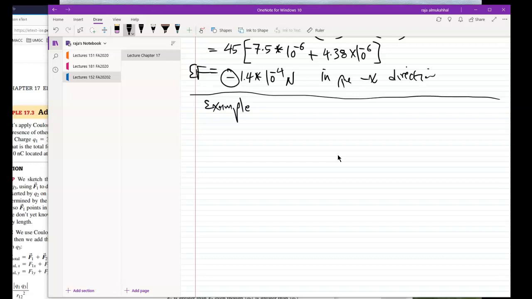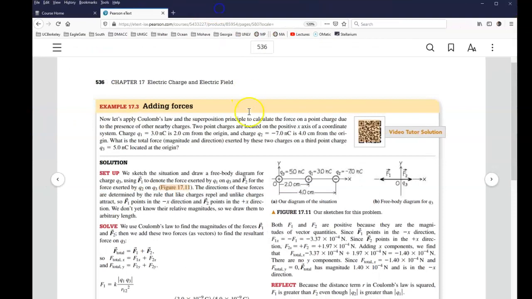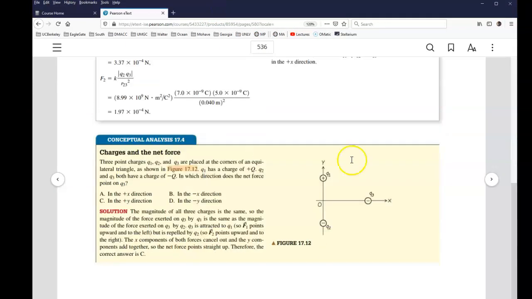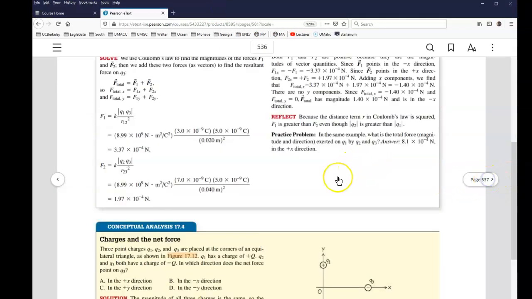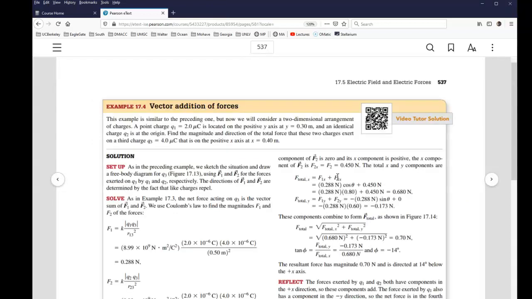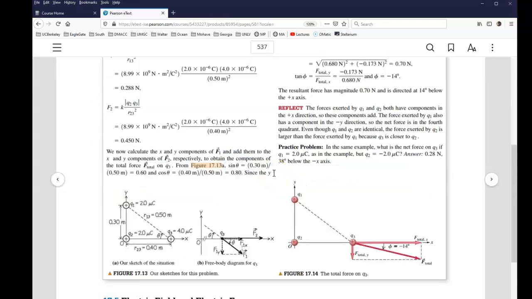Example, in the book, 17.4, I'll show it to you. Kind of a two-dimensional problem. Let me show it to you in the book. I think it's next page. There it is right here. There's a diagram to it right there. I think this one, or I'm not sure.